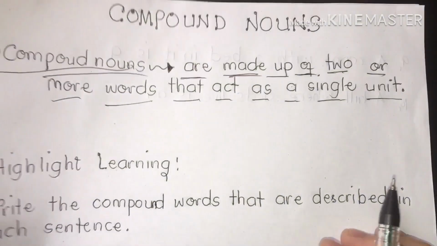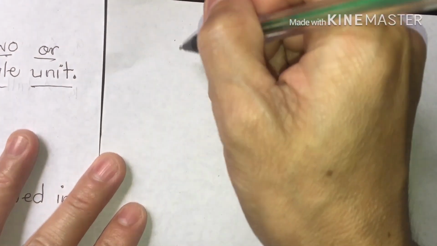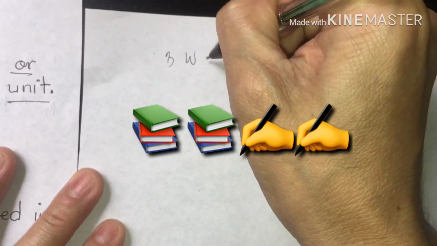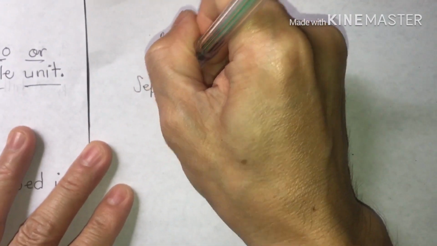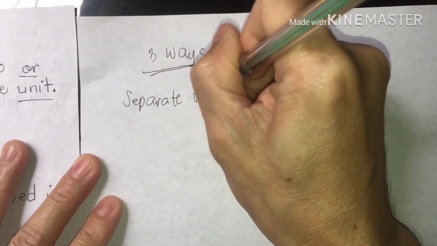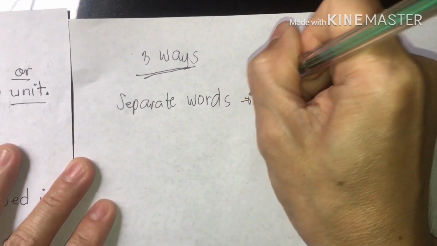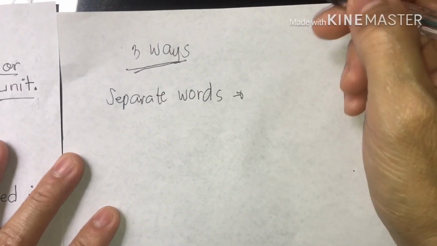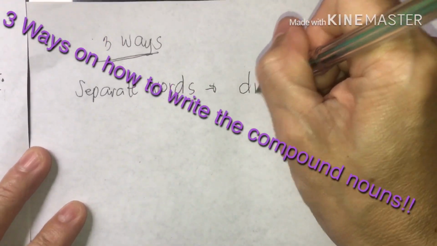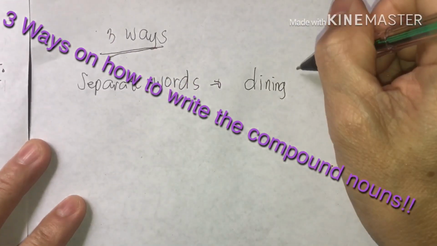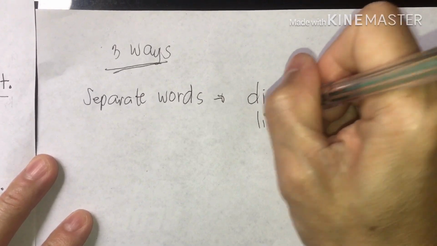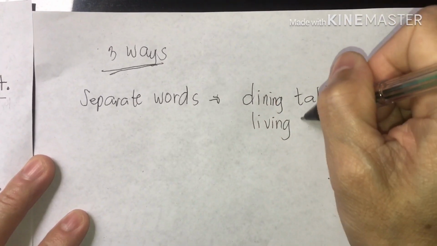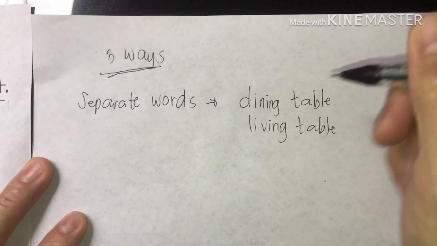And what are those three ways? First, separate words. For example of compound words that are separate words, we have dining table, living table. Okay, I'll give you two examples.